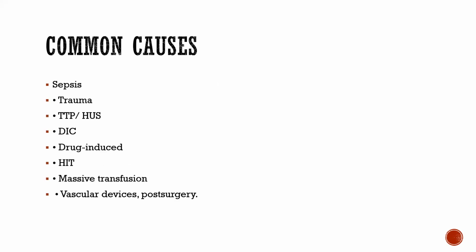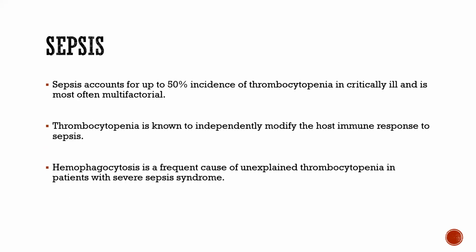Now, the common causes in ICU are sepsis, trauma, TTP, HUS, DIC, drug-induced, heparin-induced, massive transfusion, vascular devices, and post-surgery. So we'll see these causes one by one. Sepsis. Sepsis accounts for 50% of the incidence of thrombocytopenia in the critically ill, and it is often multifactorial. Thrombocytopenia is known to independently modify the host immune response to sepsis. Hemophagocytosis is a frequent cause of unexplained thrombocytopenia in patients with severe sepsis syndrome.